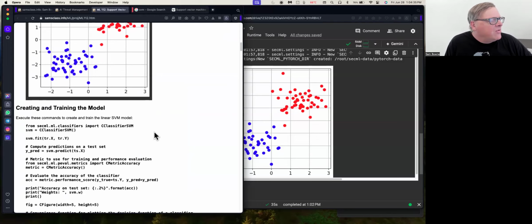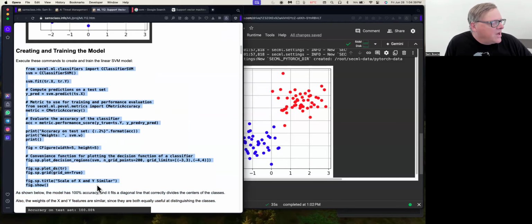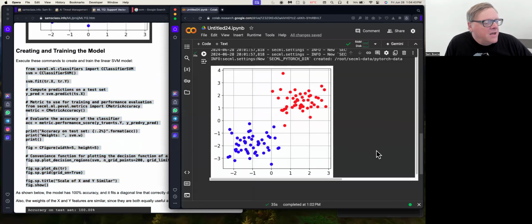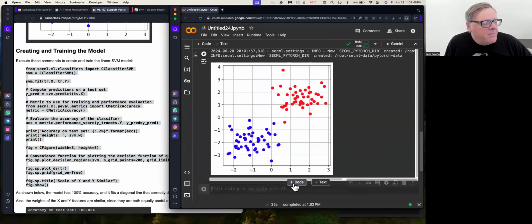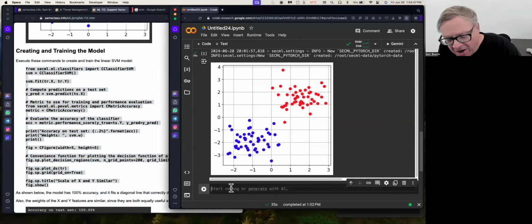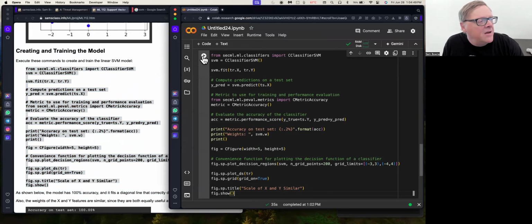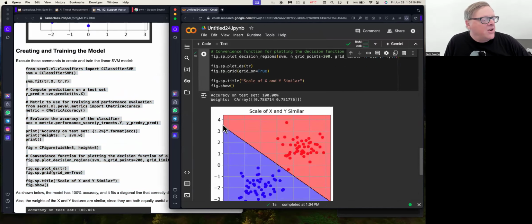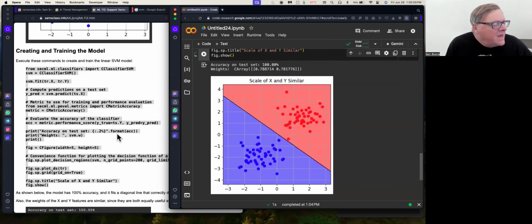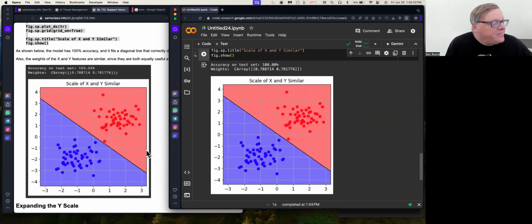All right, so now we're going to create and train a model to classify these things. So we have pulled up a C classifier SVM for support vector machine, because this is one of the common important types of machine learning model. And the Python libraries are there, and there you have it. So there's the line that goes between them and is considered the best.